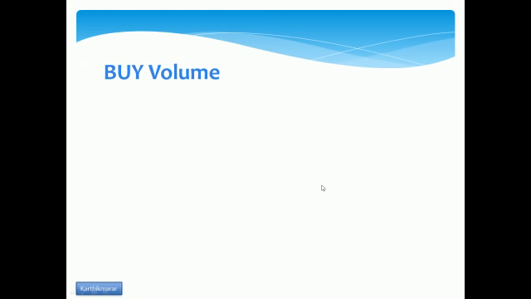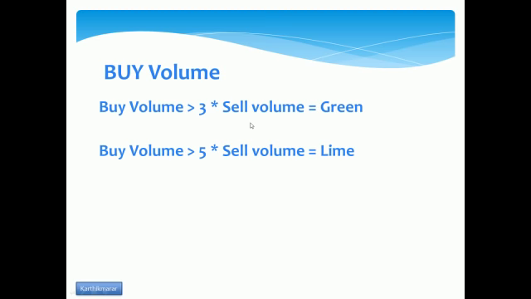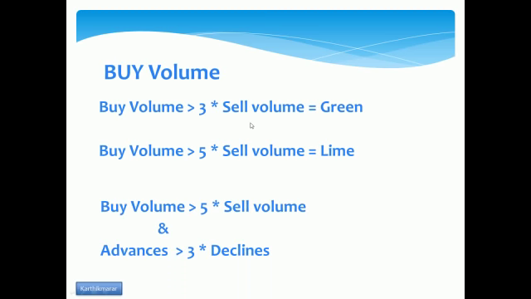Let us recap the rules for the coloring of bars. For the buy volume, if the buy volume is 3 times the sell volume, the color is green. If the buy volume is greater than 5 times the sell volume, the color is lime. If the buy volume is greater than 5 times the sell volume, and at the same time the advances are 3 times the declines, then you will have the square on top.